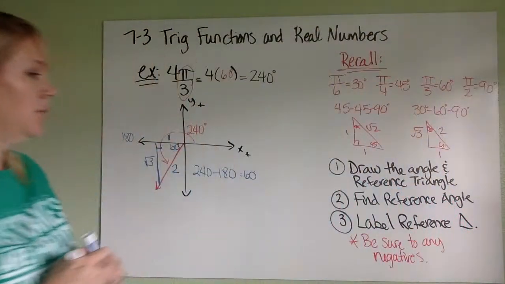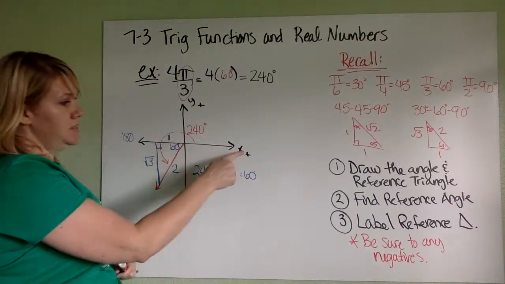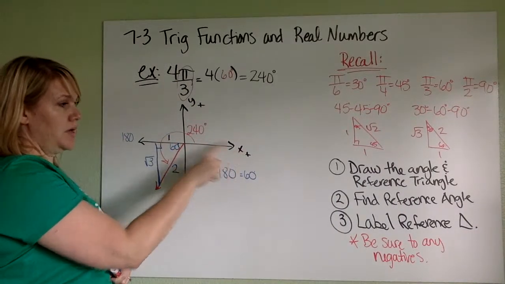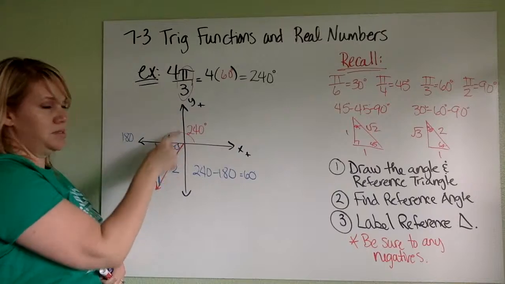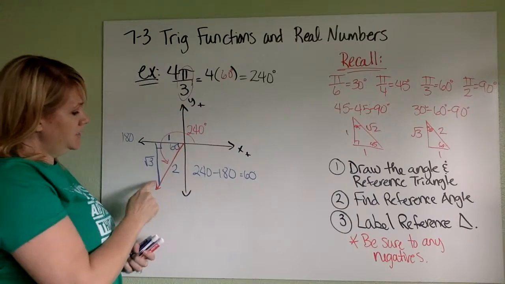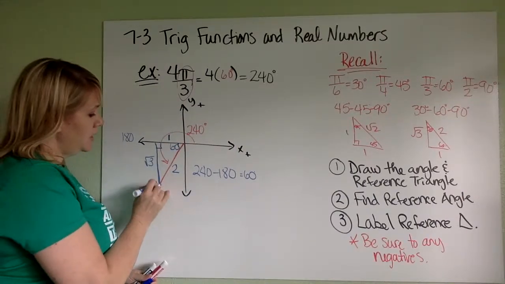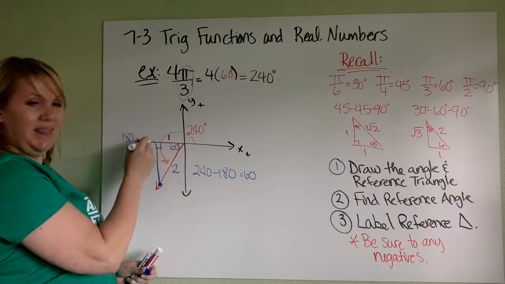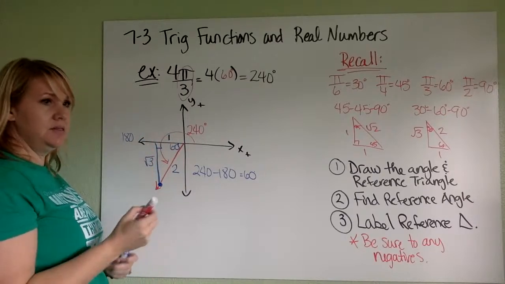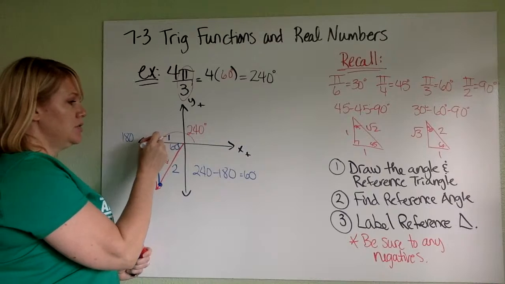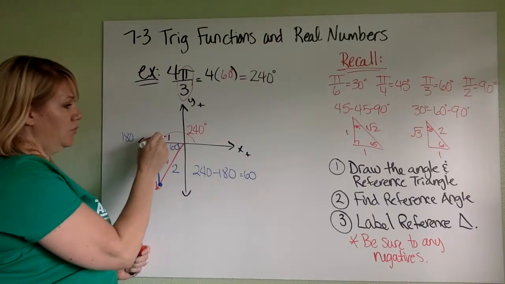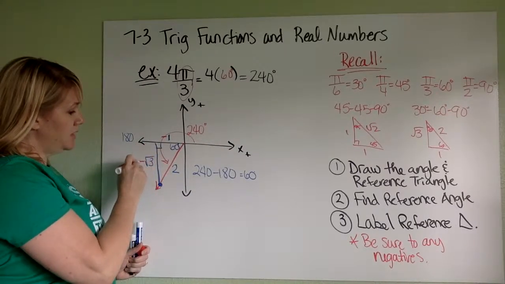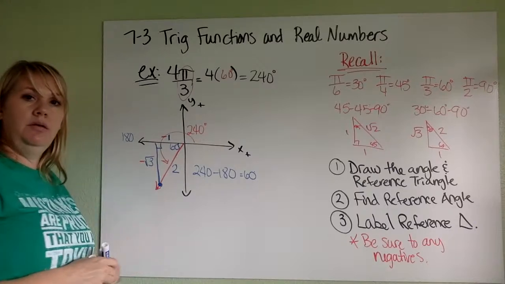So what I want you to think about is, again, going back to the fact that this is the x-axis, this is the y-axis, to the right is positive, to the left is negative, up is positive, down is negative. To get to this point right here, I would have to go to the left and down, which means that this 1, I went to the left and that's a negative 1. I went down and that's a negative square root of 3.